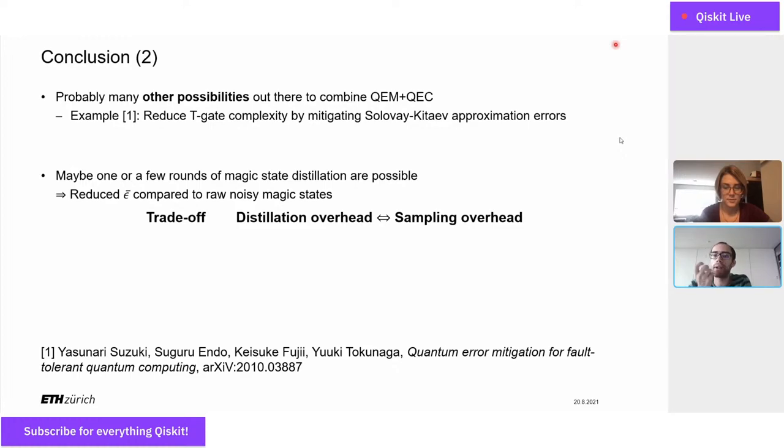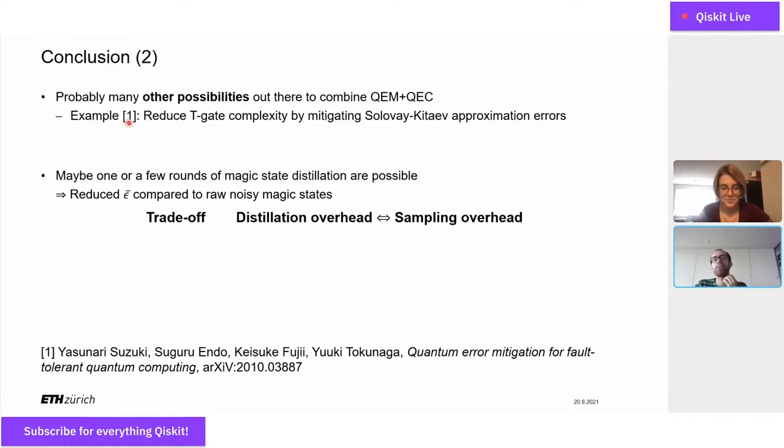So one other approach that I'd like to point out, which I think is also extremely interesting, and which combines error mitigation and error correction in a completely different way than what I presented today, is a paper by Suzuki et al. Basically, the idea that they have is that they assume that we have, again, a fault-tolerant quantum computer that can even do T gates. But you don't really want to run too many T gates, right? Because every T gate is extremely expensive, and you want to have the smallest magic state factory possible, right?